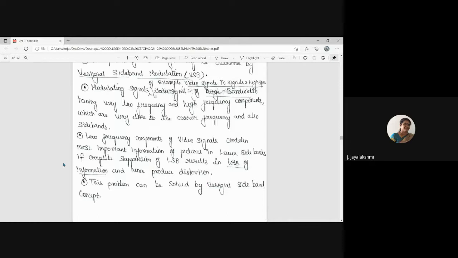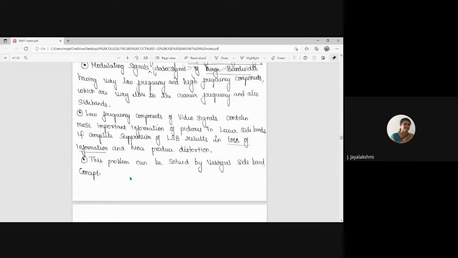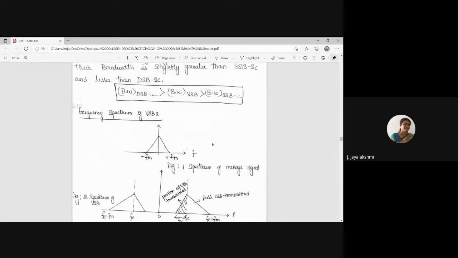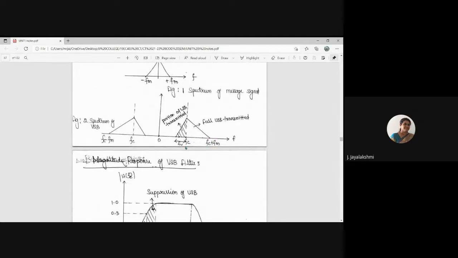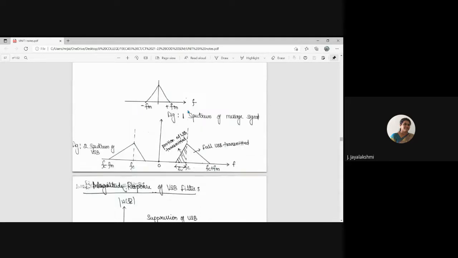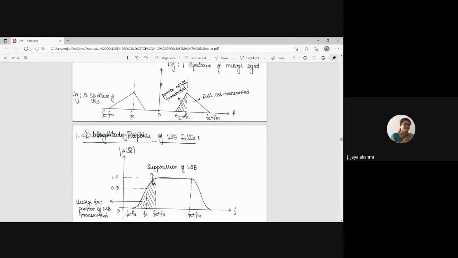Okay, and the complete suppression of the lower sideband results in loss of information and hence produces distortion. So you have to take the lower sideband, and we will show this diagrammatically. You can see that you have the upper sideband and your lower sideband. This is the spectral diagram. This is the spectrum of the message signal. The message signal is band limited between fm and minus fm, whereas this is going to be the carrier.